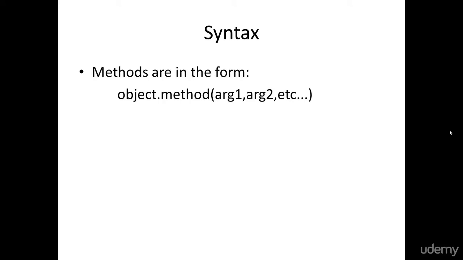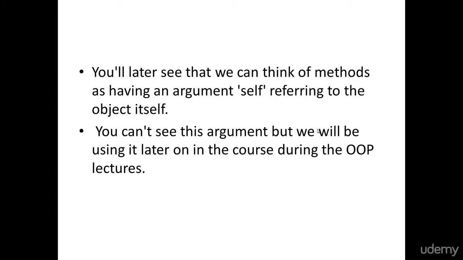So you've already used methods throughout the course, but now we're formalizing what we're actually doing. Methods are in the form of this syntax, where you have the object, or the variable that's referring to that object, dot, and then the method name, and then parentheses and additional arguments. Sometimes you pass an argument, sometimes you don't. It depends on the method. You'll see later that we can think of these methods as having an argument called self that refers to the object itself. Don't worry if you don't understand that now, but just keep that in the back of your mind, and you'll see how that really comes into play when we learn about object-oriented programming.